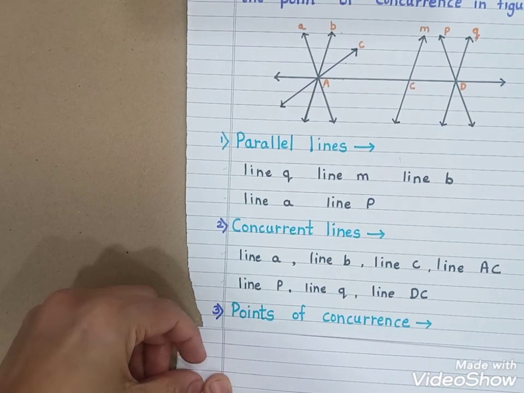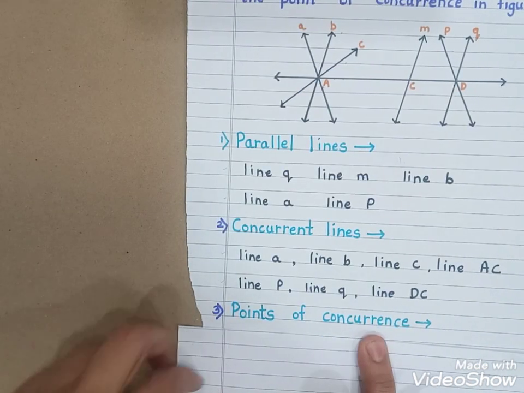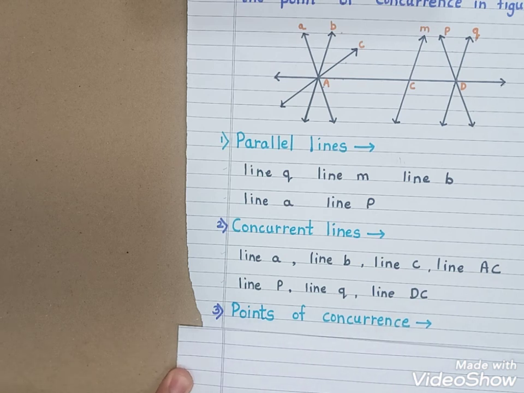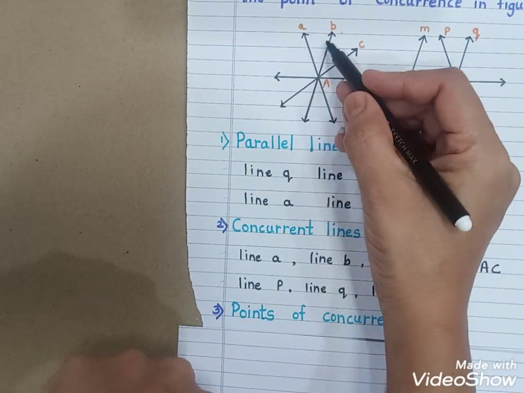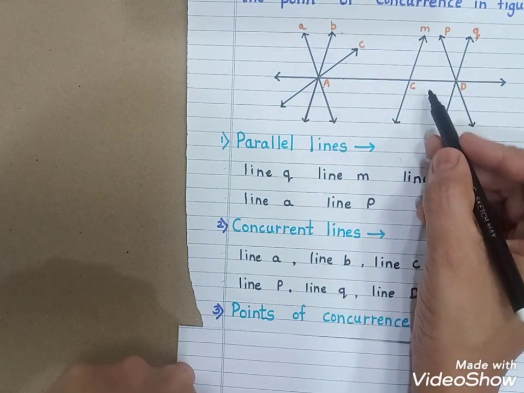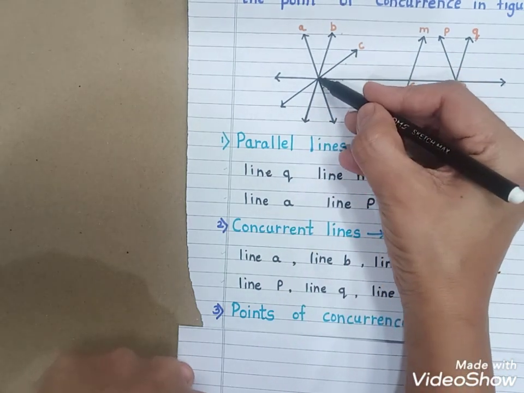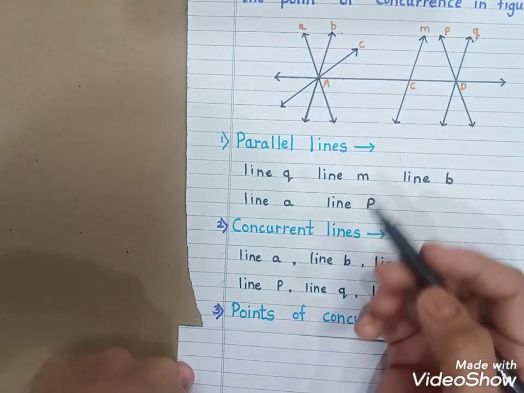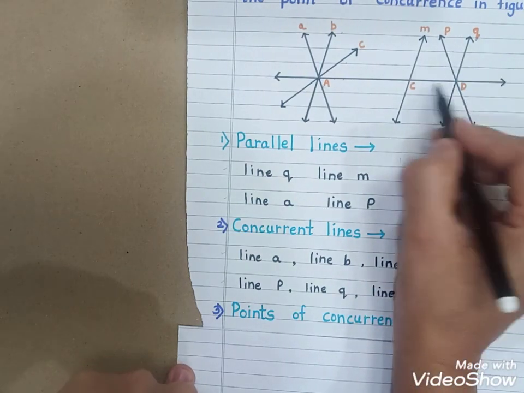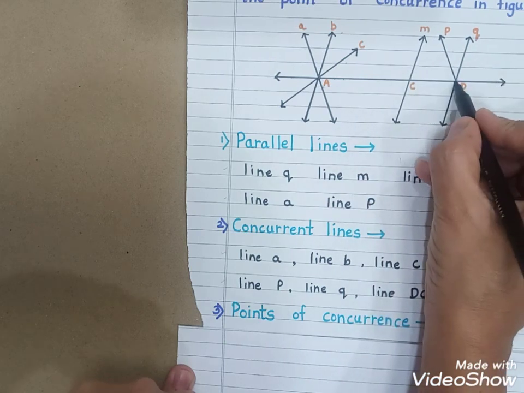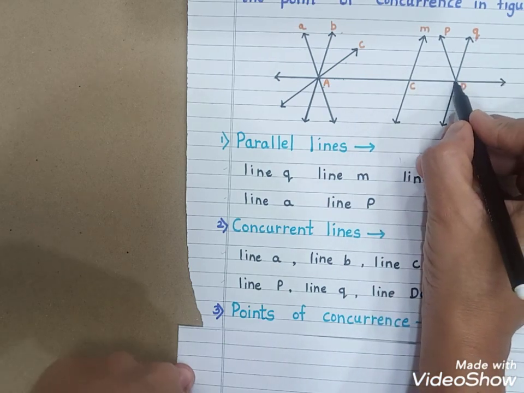Now we are going to write the names of the points of concurrence. What is a point of concurrence? The common point through which they pass is called their point of concurrence. So in this figure, line A, line B, line C and line AC pass through point A. So this point is the point of concurrence. And here line Q, line P and line DC pass through point D. So point D is the point of concurrence.